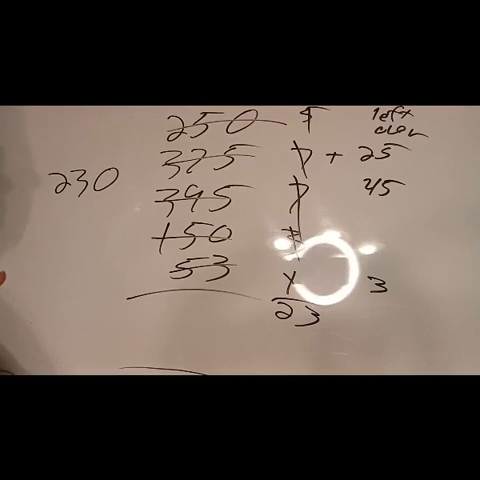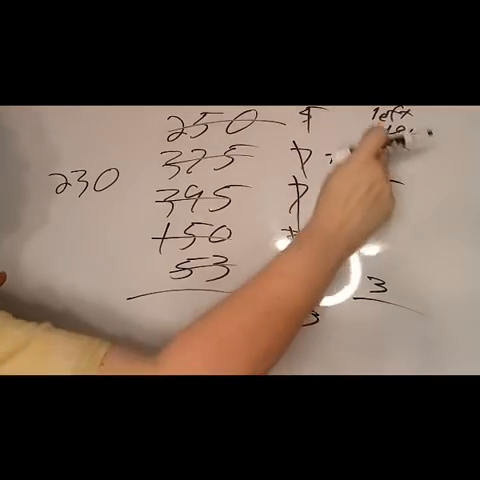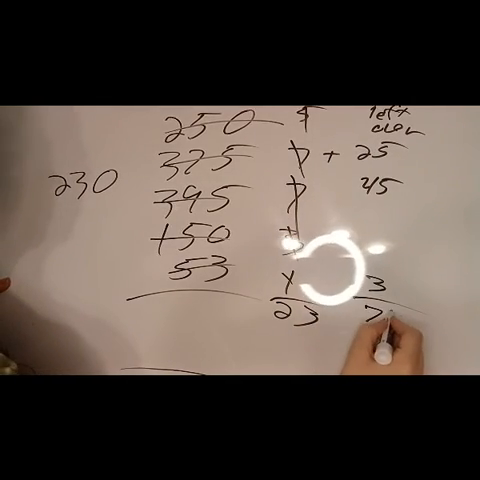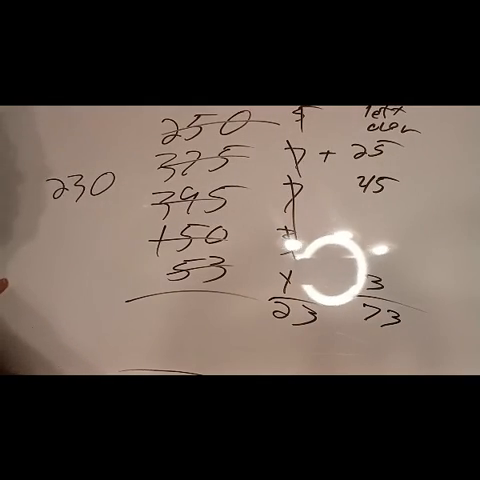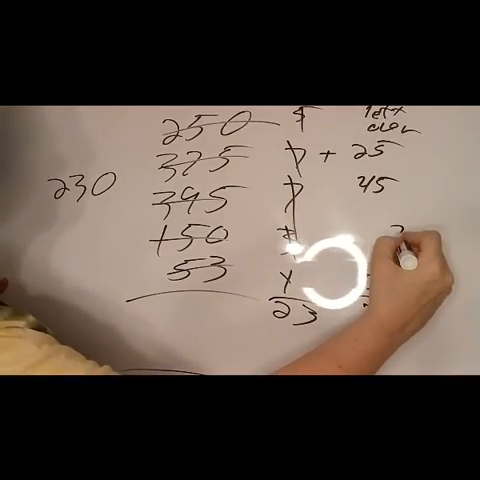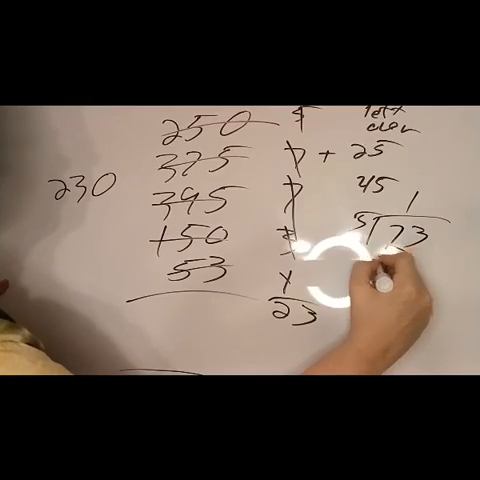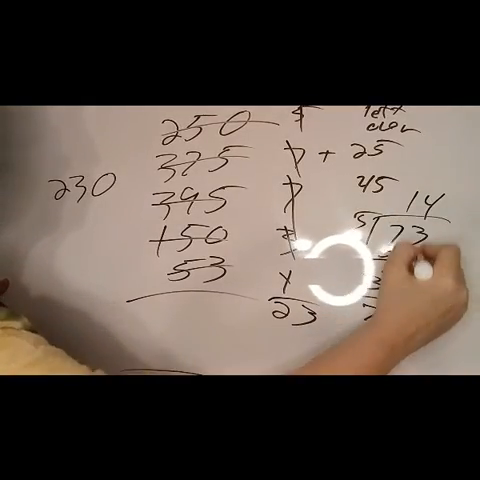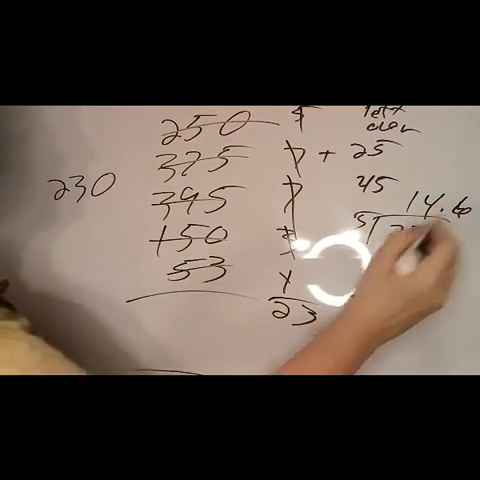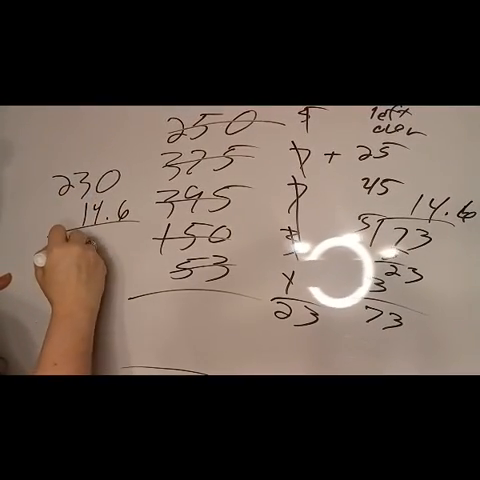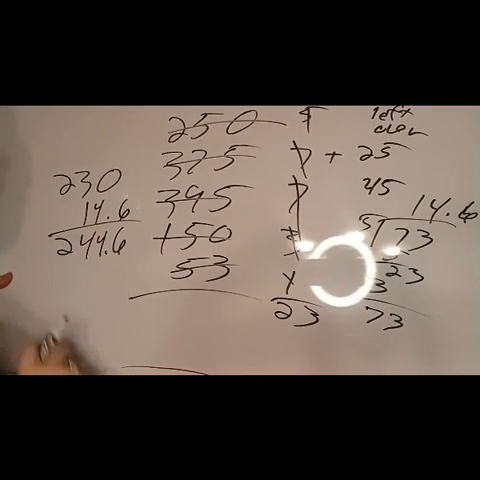Okay? So now let's add these up. 25 and 45 is 60. 70 plus 3 is 73. 73 divided by 5 is 14.6. We add the 14.6 and we get 244.6 as our average.